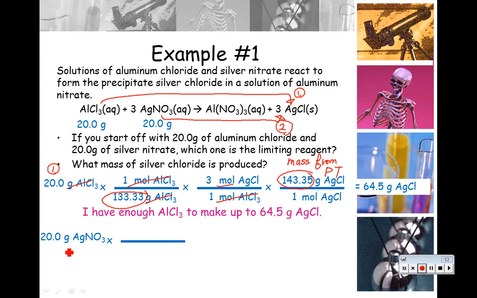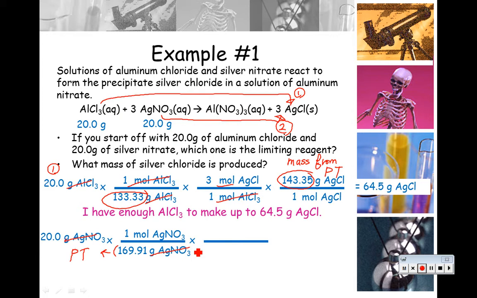And I'm going to take those grams and convert them to what? I'm going to convert to moles. So again, this is the molar mass of 1 mole of AgNO3, and I get this from the periodic table as well. Grams of AgNO3 cancels out, and now I'm at moles of AgNO3.